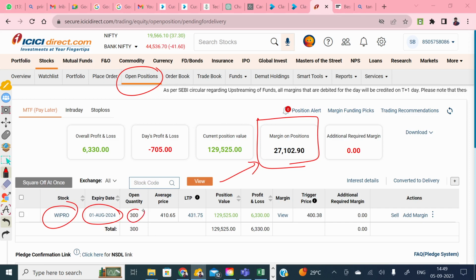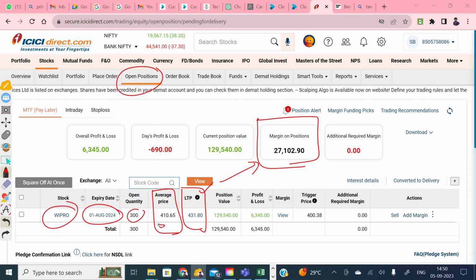To purchase 300 quantities of Wipro stock with an average price, as you can see, of 401, and the last trade price, which is the current price of Wipro securities, is around 431.65. So here, my intention was to purchase the securities with the minimum amount. If you just calculate the price, 300 quantities into 401, you will have an idea why this calculation is important.